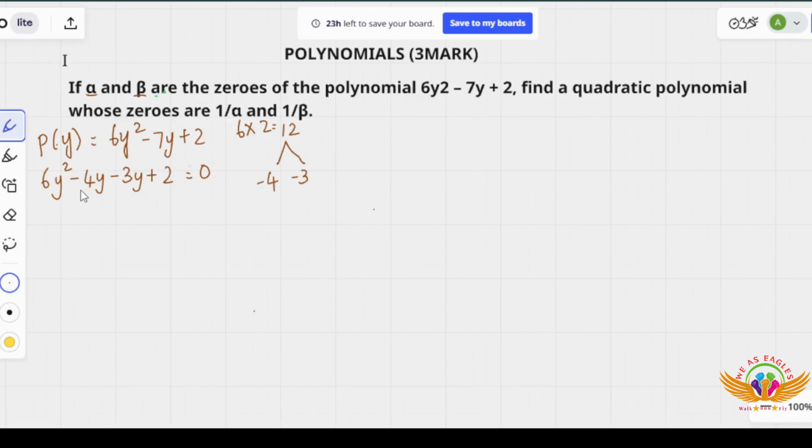Now what can I take common here? See, always while taking the factors, be very careful. I cannot take common here, because here also I cannot take the number common. So always while writing the numbers, write in an order so that you can take common. Yes. So now what I am doing is, I'm going to take it as minus 3 into minus 4. Okay, minus 3 into minus 4. So now I can write it like this. 6y square minus 3y minus 4y plus 2 is equals to 0.